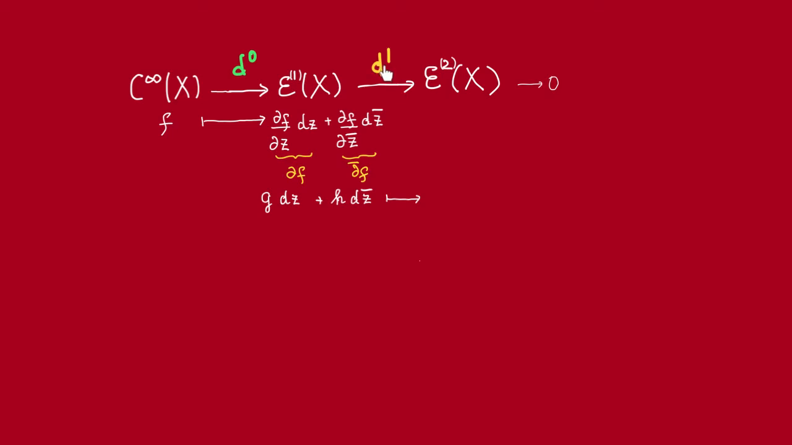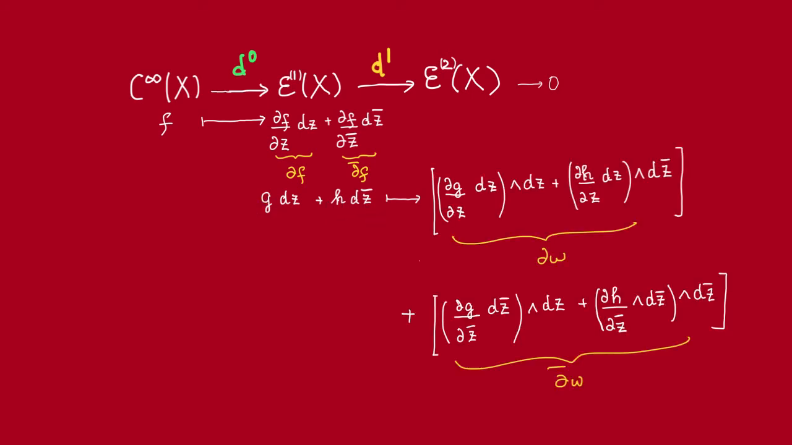Now let's have a look at the second differential. So suppose we have a one form, g dz plus h dz bar. So the image is defined to be the sum of two parts, this partial omega, that's defined as we take the derivative of g and h with respect to z. We take partial dz and then we wedge here with dz, and for h with dz bar. And similarly, partial bar omega is obtained by taking the partial of g and h with respect to z bar. Well, that's what the bar is for, it's for z bar.